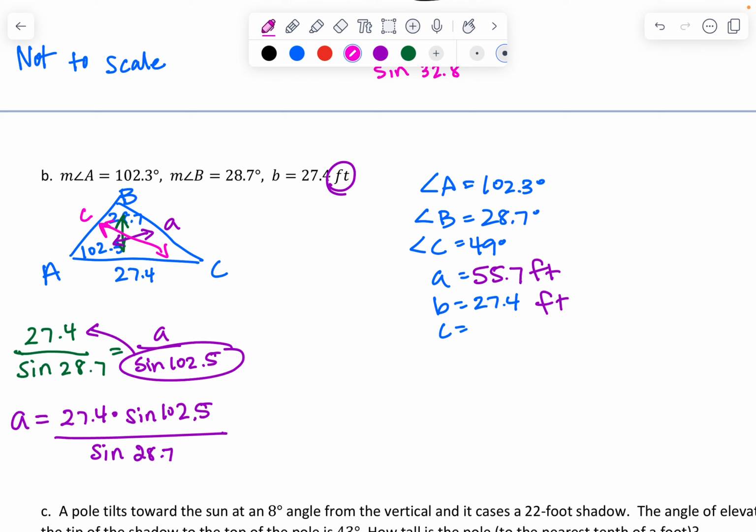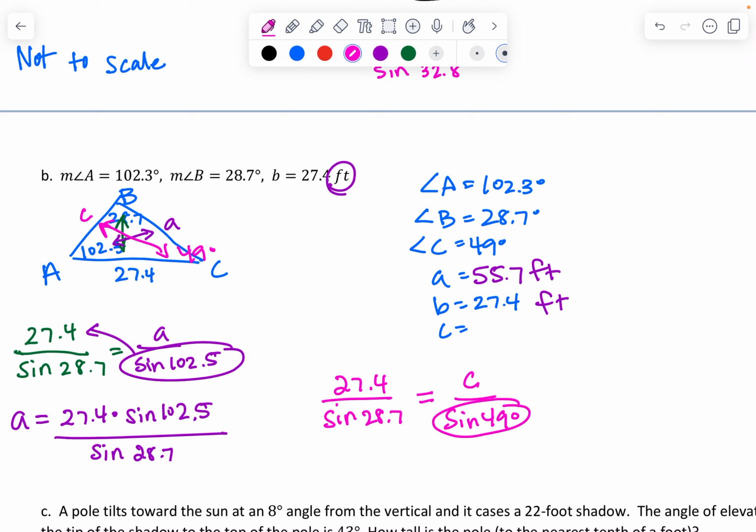Now I'm going to solve for C. We are going to use the same setup for B that we used before. Side B is 27.4. Angle B is 28.7, so sine of 28.7 is equal to angle C, which is 49 degrees. I should have put that in my triangle. Oh, nope, Miss Stone, that's not how you do it. That is what goes there, but side C over sine of 49 degrees. I hope lots of you caught me, but I did that wrong.